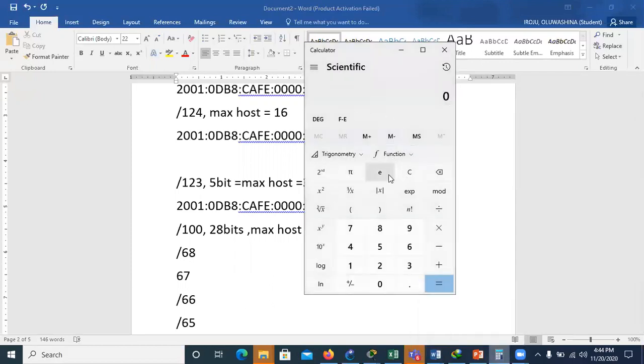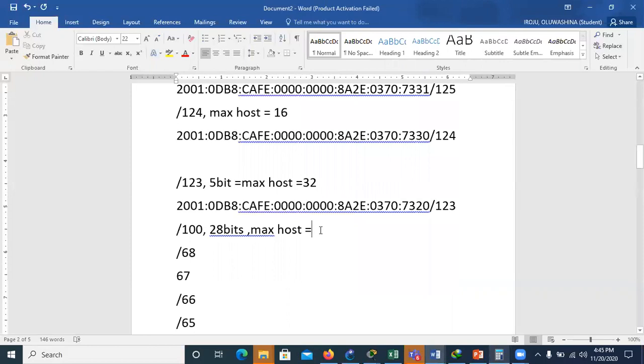Let me take my calculator. That figure is too high. That means I'll be having 268,433,456 hosts if I'm using /100. Can you see how big it was?